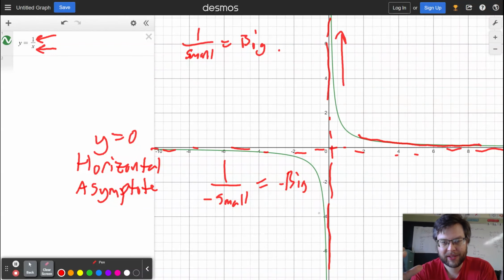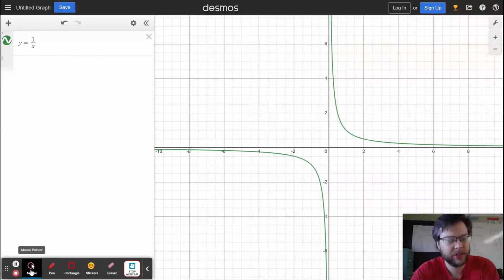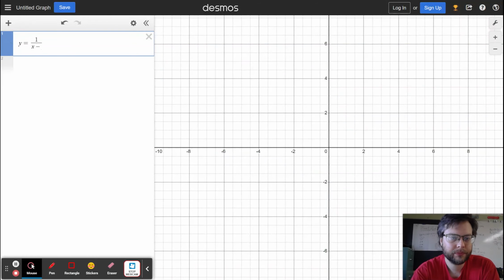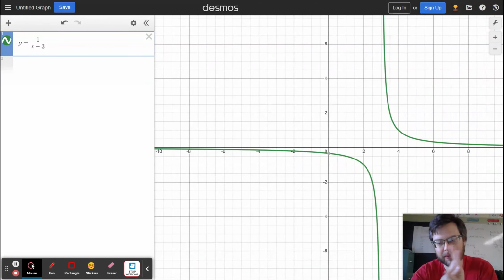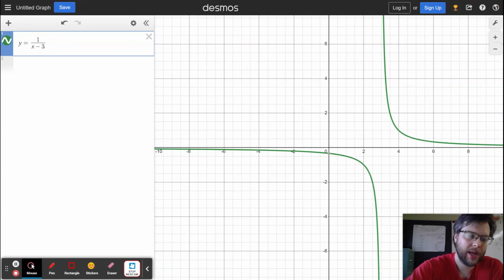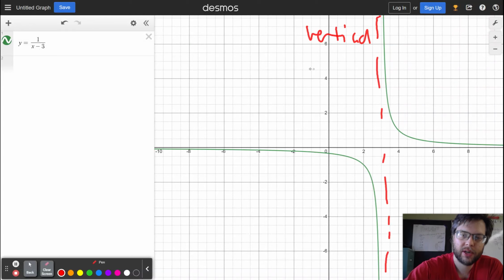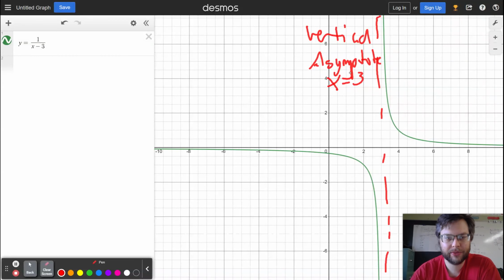So now that you have the basic 1 over x, what we start doing is looking at different versions of rational functions and seeing what their properties are. The first thing I'll do is move this to 1 over x minus 3. Before, I had a vertical asymptote at x equals 0. Now I have a vertical asymptote here, at x equals 3. Why is it at x equals 3?